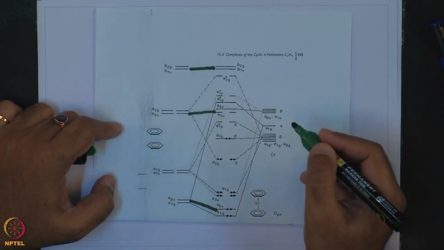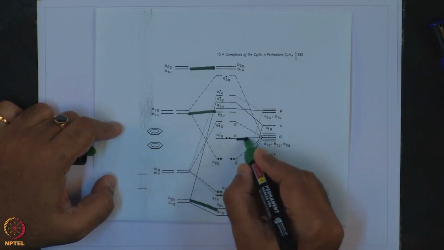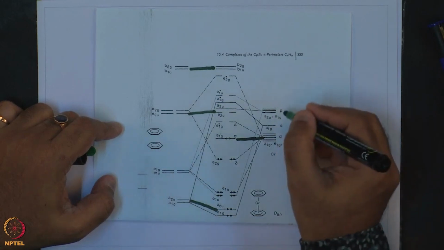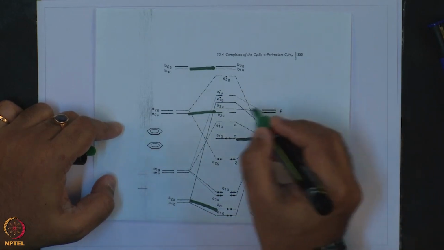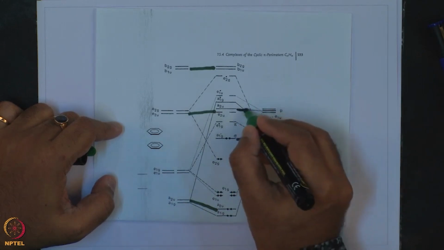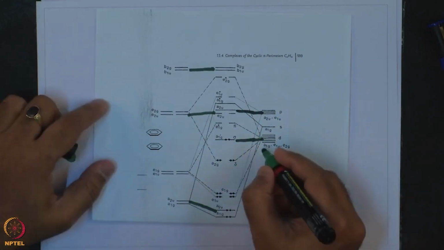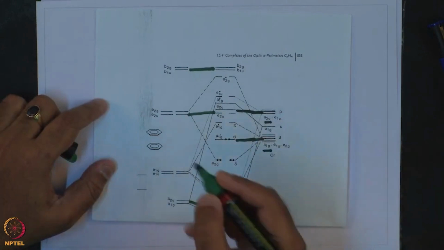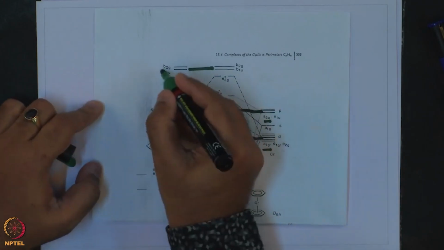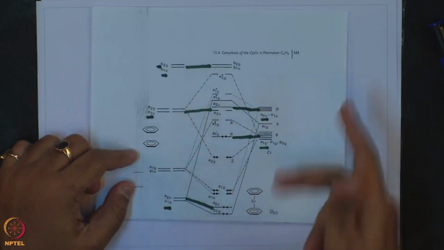Similarly, from the metal counterpart, the A1G metal d orbital remains non bonding, as can be seen over here. Also, one of the p orbitals, A2U, remains non bonding. So, the orbitals which remain non bonding are shown over here, and the rest of the orbitals engage in bonding.